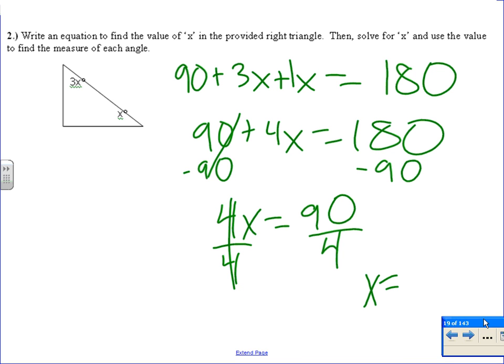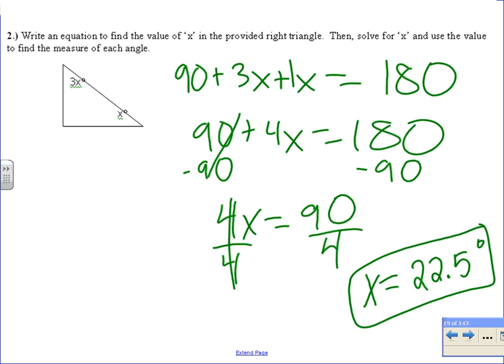Regardless of those equations you use, because they're all equivalent, what is x? Annalise, what's x? Yep. You can keep it as 22.5. On this one, because you're finding angles, you're finding degree measurements, it makes more sense to keep them as decimals, and that's going to happen a lot. So x is 22.5 degrees.